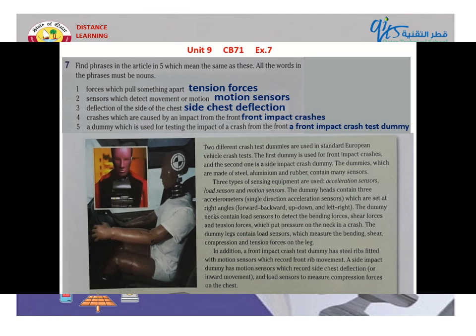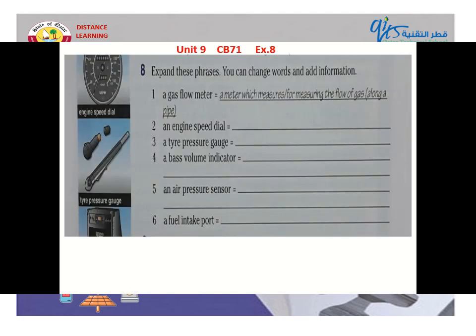Now that we've seen different noun plus noun combinations, we can take another step. That is to expand phrases. So in this task, it says expand these phrases. These ones, you can change words and add information. As you can see, number 1 has been done for us. A gas flow meter is a meter which measures the flow of gas, or is a meter for measuring the flow of gas.